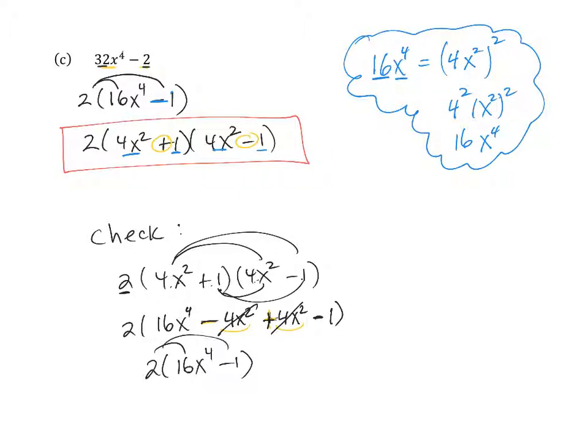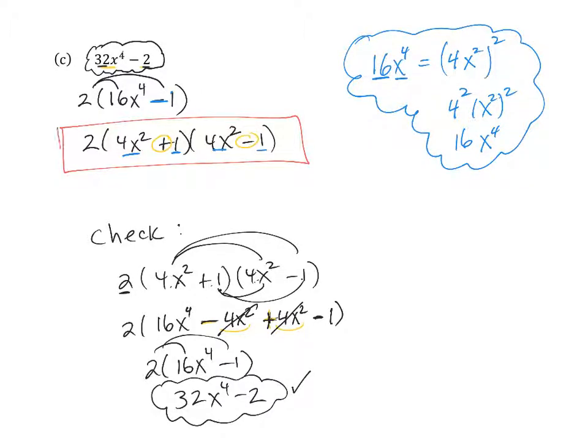So I have 2 times 16x to the fourth minus 1. And when I distribute my 2, I would get 32x to the fourth minus 2, which is what I started with. Okay, so my check shows that the way that I factored this is indeed correct. So there's the correct factorization.